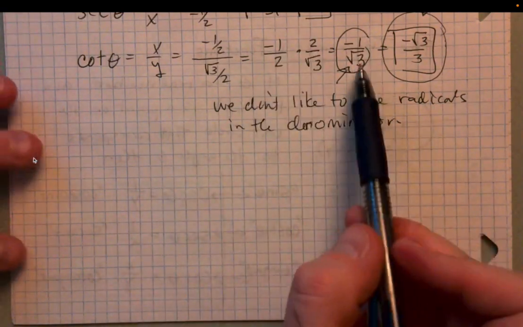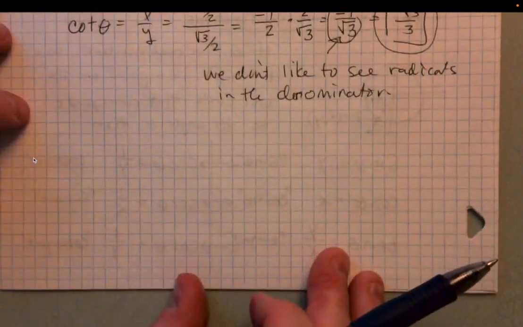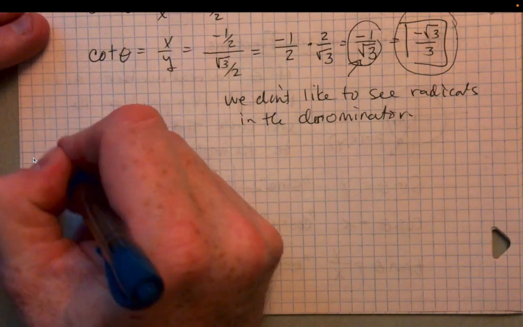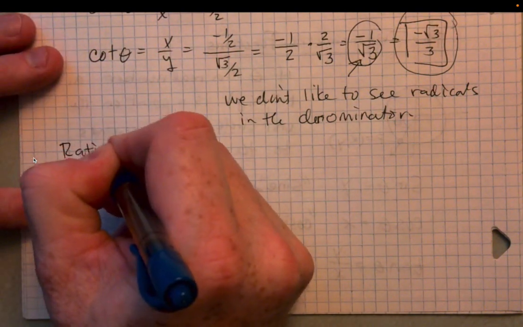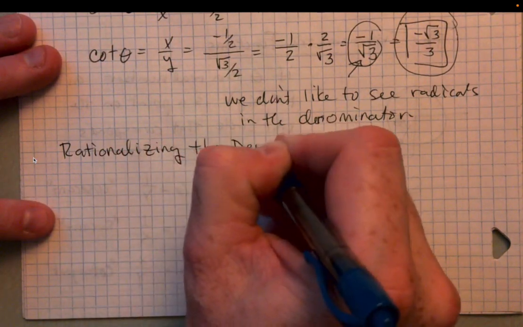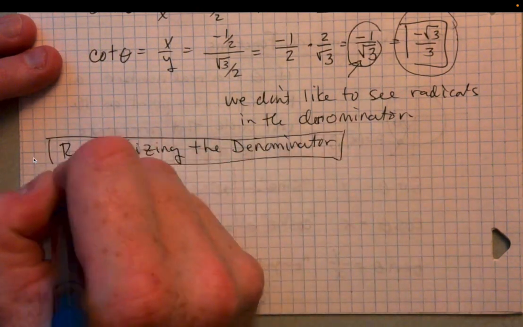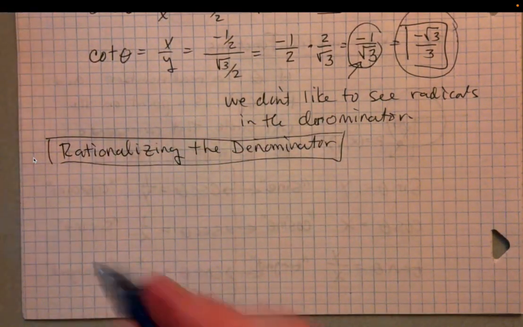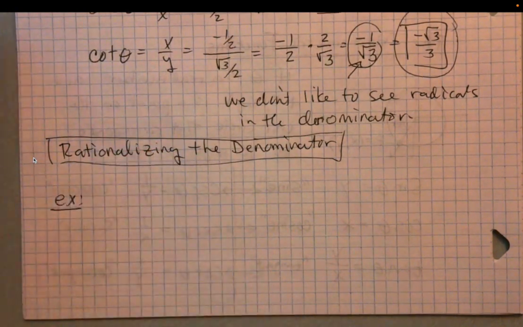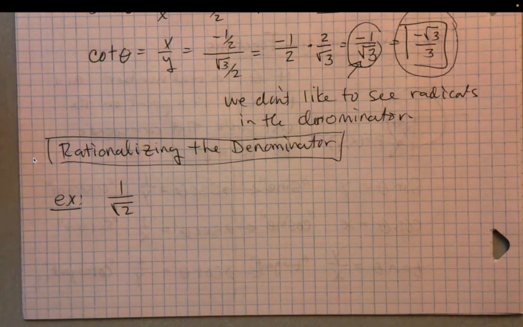And so what's happening with these two steps, from here to here and from here to here, is something called rationalizing the denominator. So let's talk through what that is. Rationalizing the denominator. This is just a way of getting rid of radicals in the denominator. I'll give you an example of how this works. Let's say I have 1 divided by the square root of 2. I don't really like the way that looks. I don't want 1 over the square root of 2 because I don't want a radical in the denominator.